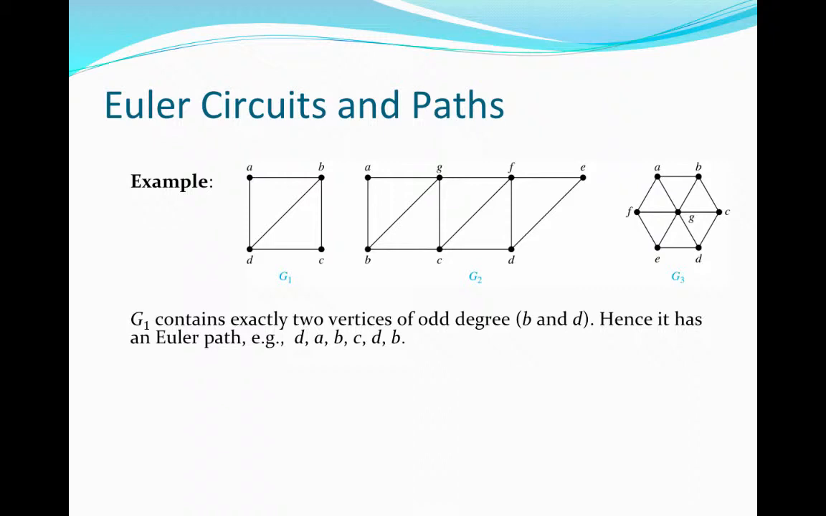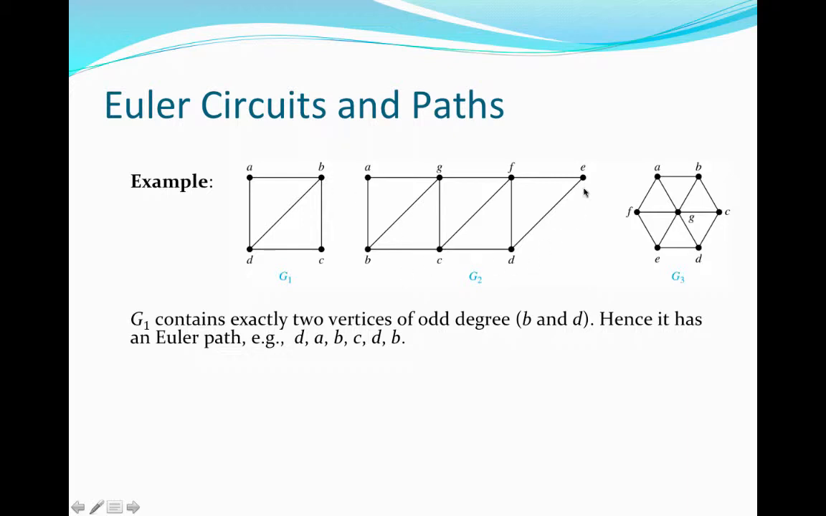And notice, what else have we discovered from this theorem? We have discovered that in order to construct an Euler path, we must start with one of the vertices of odd degree. So in this case, we could start with D, go to A, go to B, go to C, go to D, and then back to B, and that would be an Euler path.